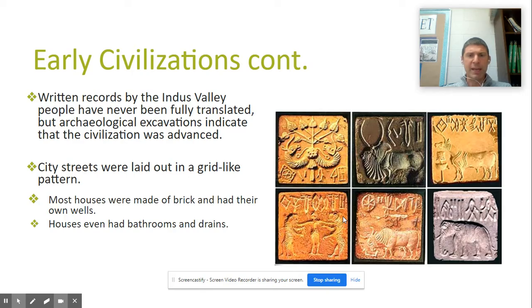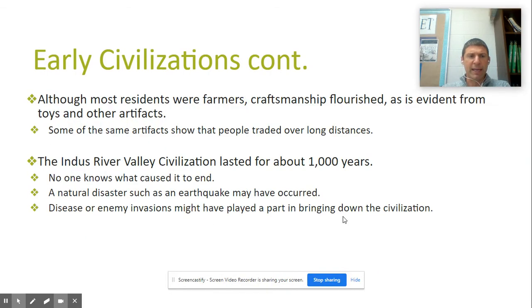This is some of what's left over, these seals, and what those seals kind of stood for. They try to figure that out. So pretty advanced society. They don't know exactly what caused its decline. There hasn't been a lot of evidence that they were warlike, and so they may have just been conquered because somebody came in that was.